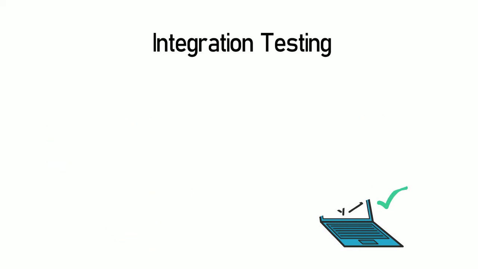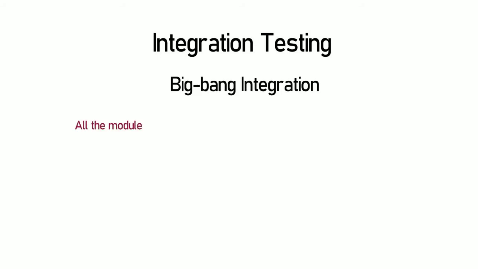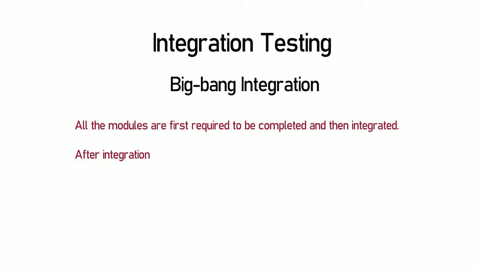Now coming to integration testing, it is of four types: Big Bang, Top Down, Bottom Up and Hybrid. In Big Bang integration, all the modules are first required to be completed and then integrated. After integration, testing is carried out on the integrated unit as a whole.